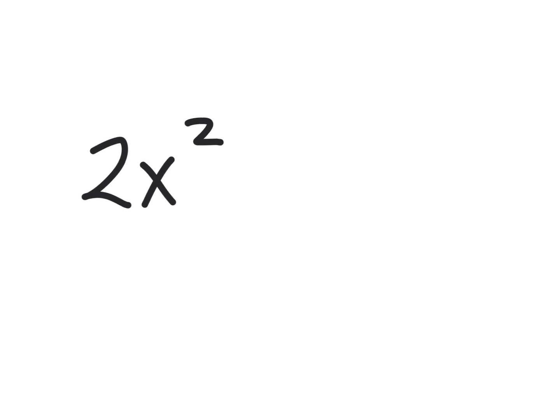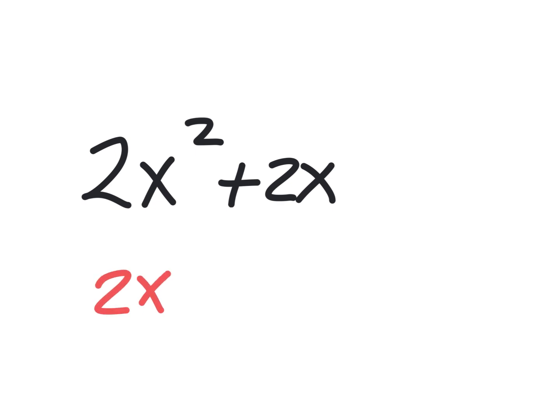2x squared plus 2x, factor it. Are you going to have 2 sets of parentheses? No. You have 2 sets of parentheses when you have 3 terms. We only have 2 terms, and we shouldn't. What'd you get? 2x multiplied by the quantity of x plus 1. Very good. All right.